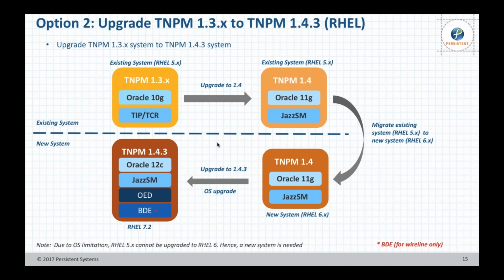And then once we are on the new system that's on Red Hat 6, we can continue to upgrade to TNPM 1.4.3, and that's on Red Hat 7.2. So from Red Hat 6 to 7, that's fine because they have an upgrade path that allows us to upgrade the Red Hat versions on the same server itself. The only exception for Red Hat is when you go from 5 to 6.